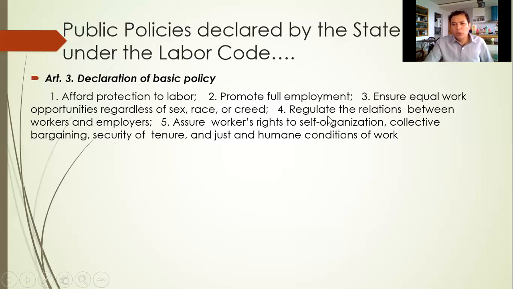Number four, that the government will regulate the relations between workers and employers. And number five, assure workers' rights to self-organization, collective bargaining, security of tenure, and just and humane conditions. So numbers four and five are about unionism and the labor standards law, which covers just and humane conditions of work and security of tenure. These are labor standards law, while collective bargaining is about labor relations law, and self-organization is unionism.